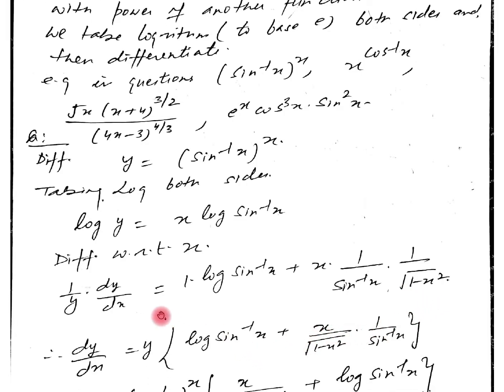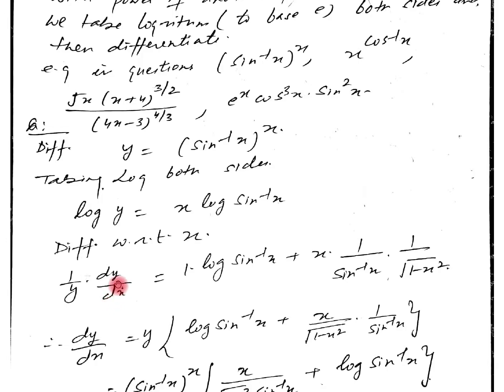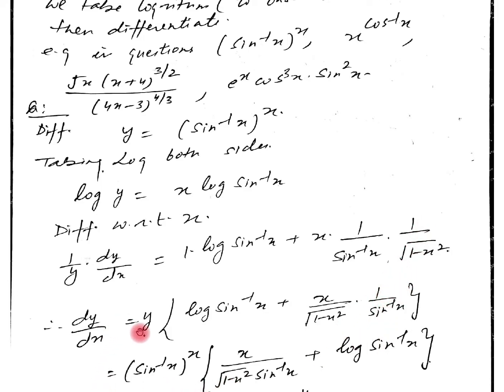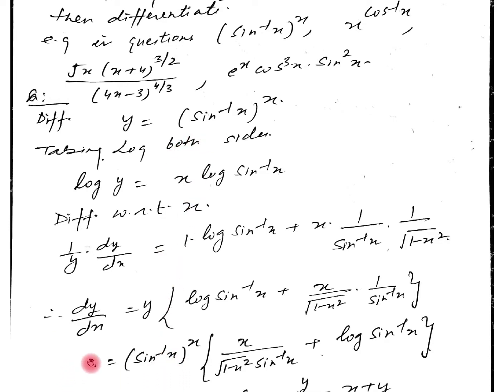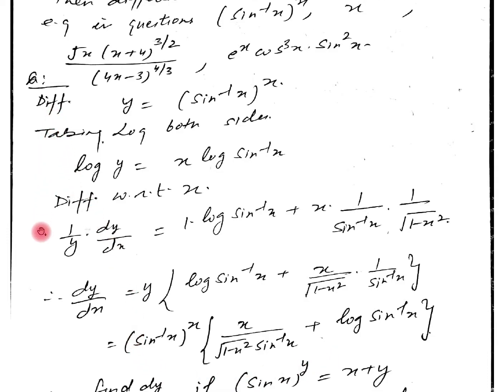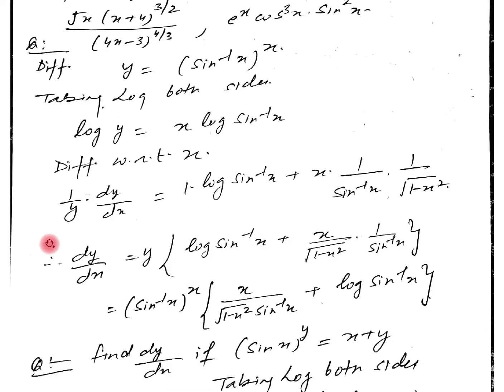Now here, what do we have to find out? dy by dx, taking this y to the other side. So dy by dx equal to y into log sine inverse x plus x upon under root 1 minus x square into 1 by sine inverse x. So putting the value of y that is given in the question, we get the value of dy by dx. So this is known as logarithmic differentiation.